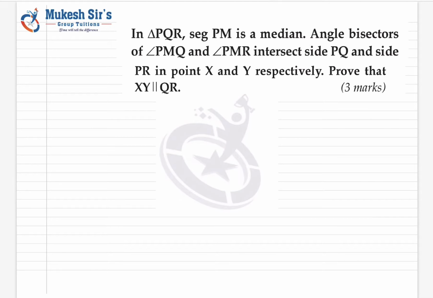Let's solve one more question. In triangle PQR, PM is the median. Angle bisectors of angle PMQ and PMR intersect side PQ and side PR in points X and Y respectively. Prove that XY is parallel to QR. That's again a similar question.